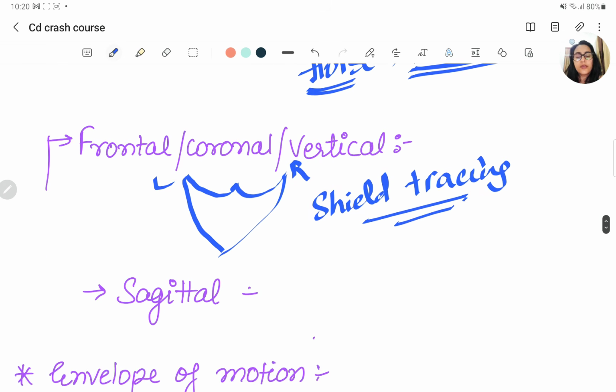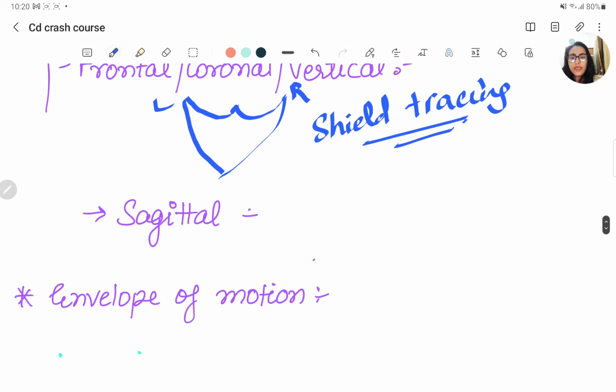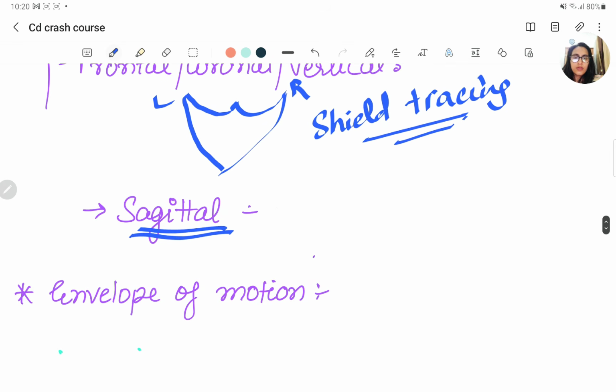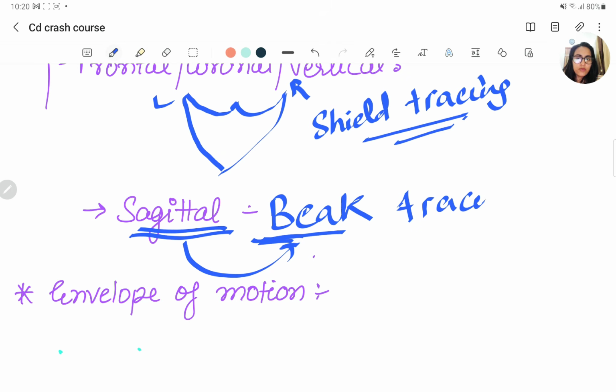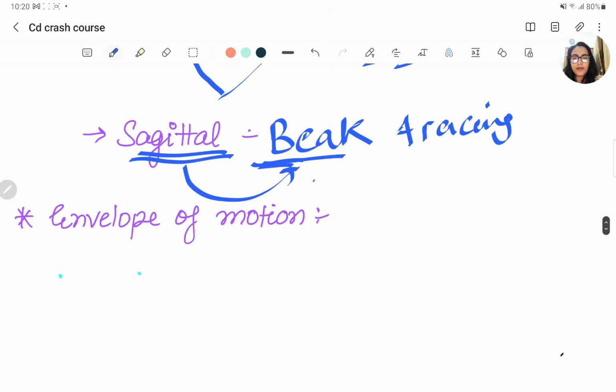That is in case of frontal or coronal or vertical. In sagittal, there is a beak tracing. So you can remember: Sagittarius girls are beautiful. So beak tracing in case of sagittal plane.